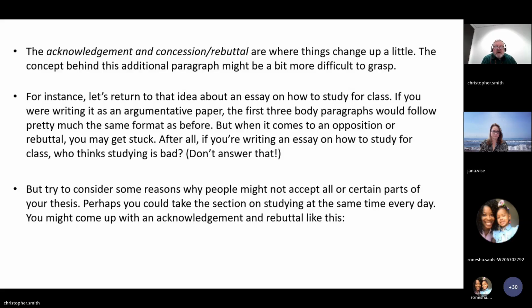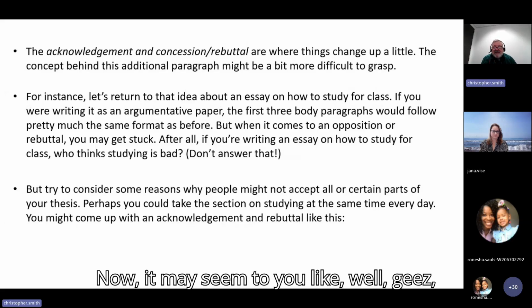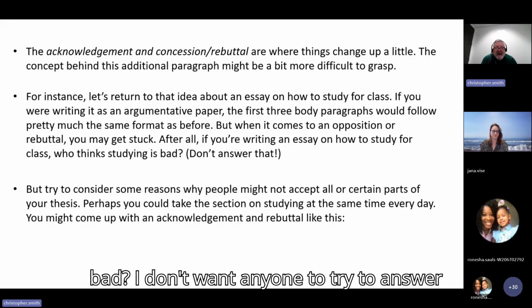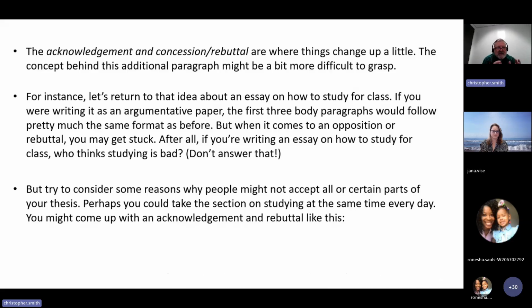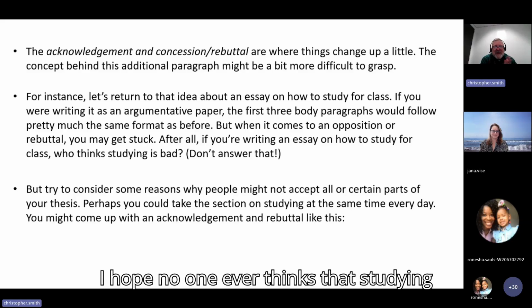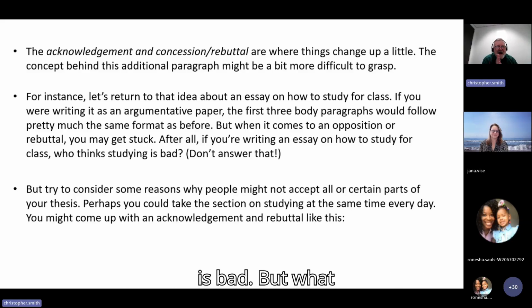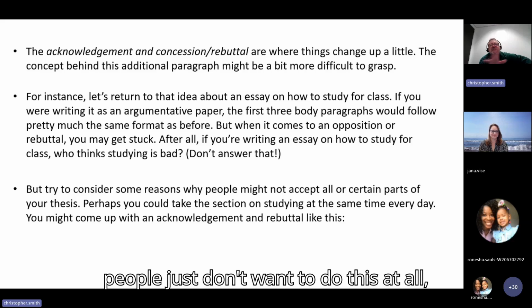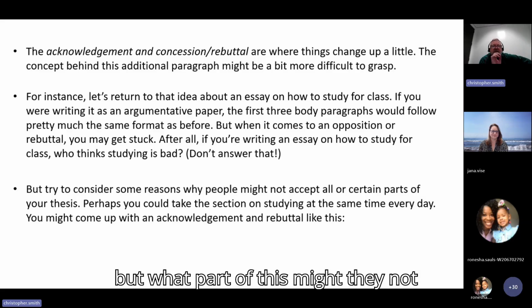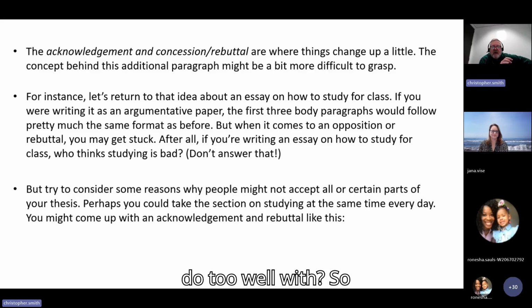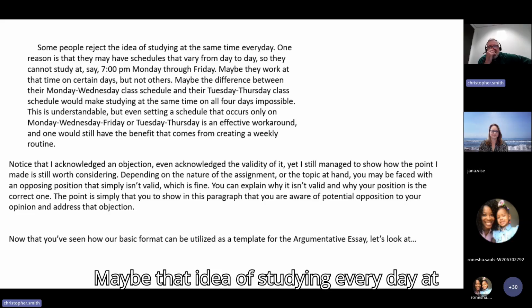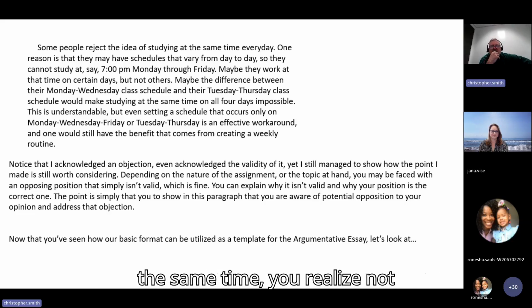Now, it may seem to you like, well, geez, if we're doing this fake essay on how to study for a paper, who thinks studying is bad? And I don't want anyone to try to answer that question. I hope no one ever thinks that studying is bad. But what you might want to think of is not people who just don't want to do this at all, but what part of this might they not do too well with? So maybe that idea of studying every day at the same time, you realize not everyone's going to want to do that or can do that.